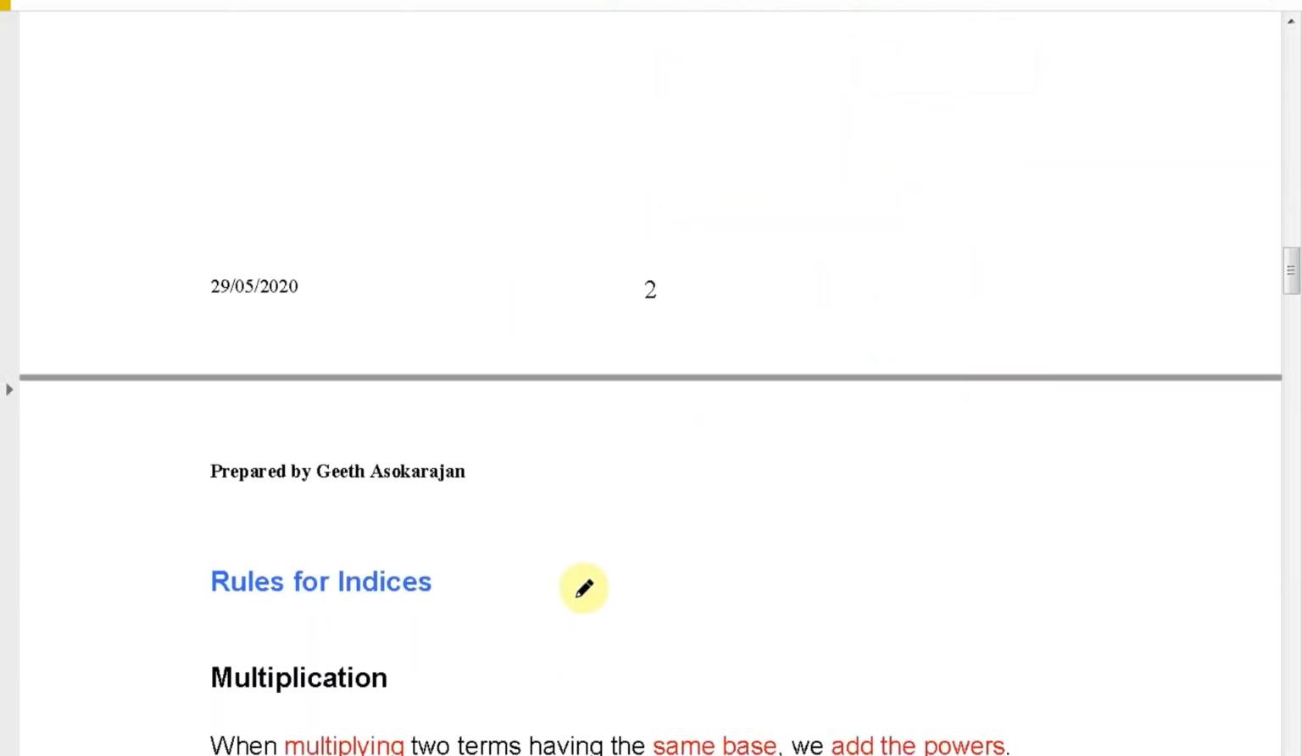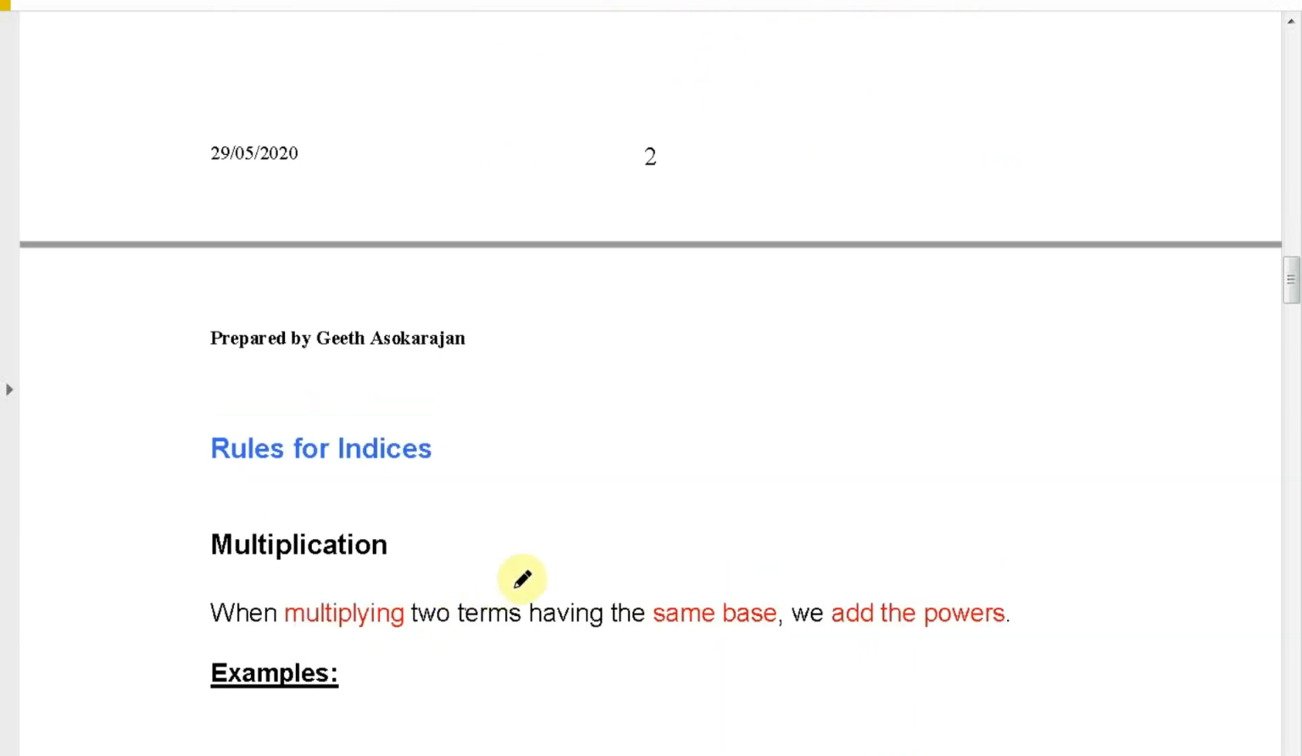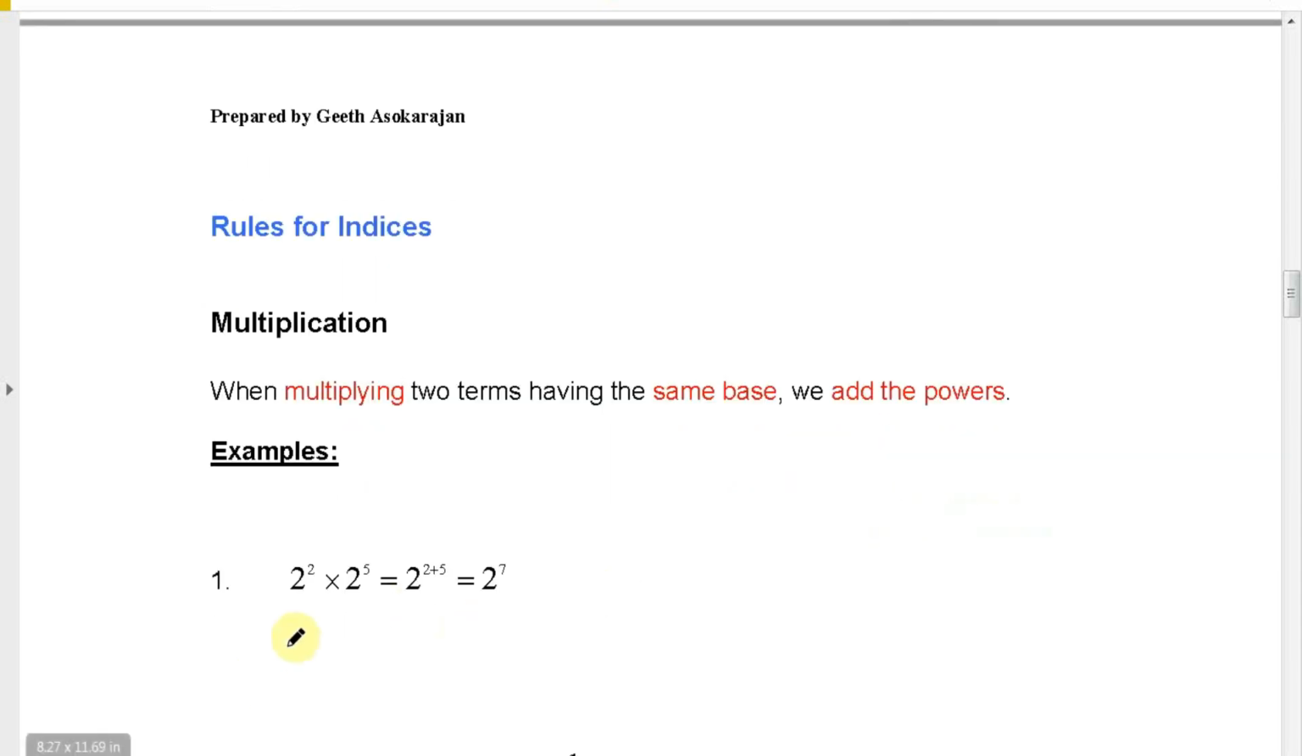Now, rules for indices. When multiplying two terms having the same base, we add the powers. So remember, we can only multiply two terms of the same base. And if we multiply two terms of the same base, all we do is add the powers. So for example, 2 to the power 2 times 2 to the power 5.